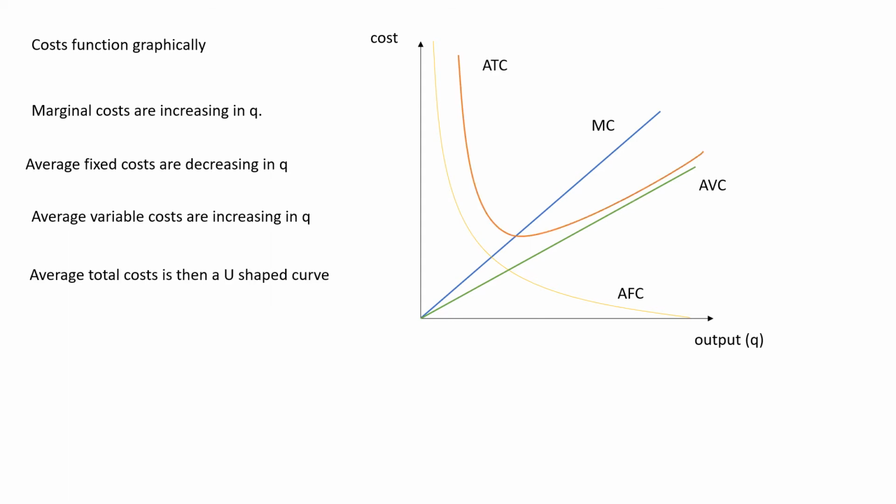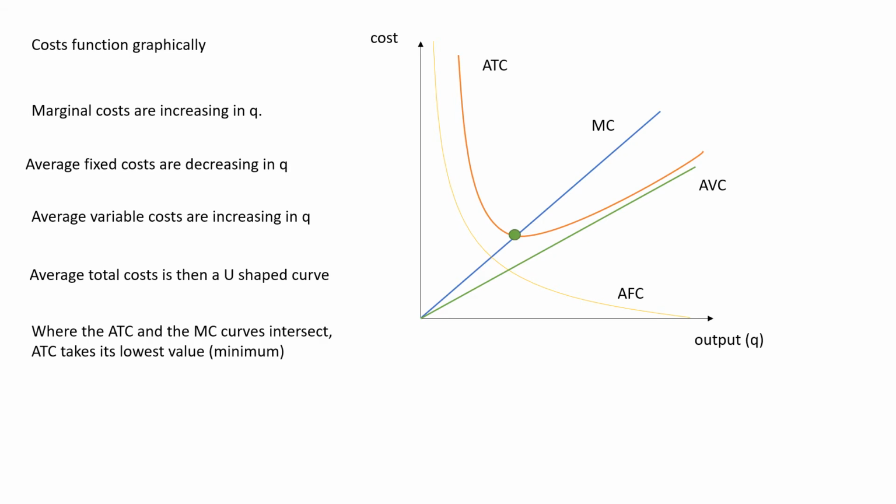And finally, the average total cost will be a U-shaped curve. So actually we add up AFC and AVC, and that is going to give us ATC, that is the average total cost or unit cost. You can see that it starts out at high levels. After that, it reaches a minimum point and then starts to increase again.